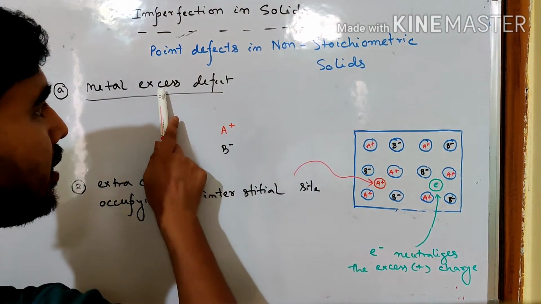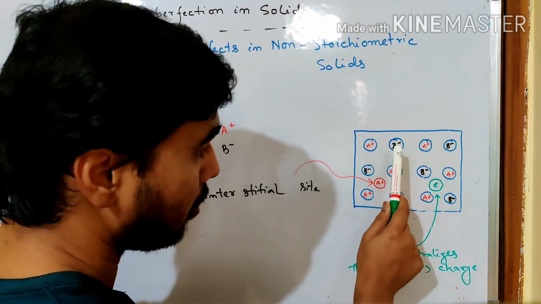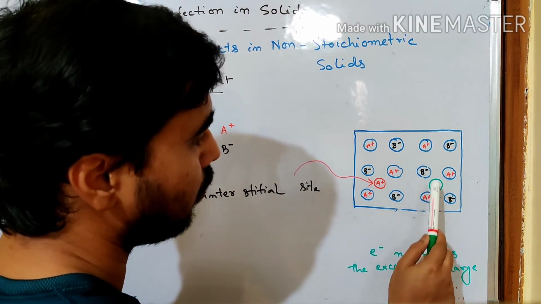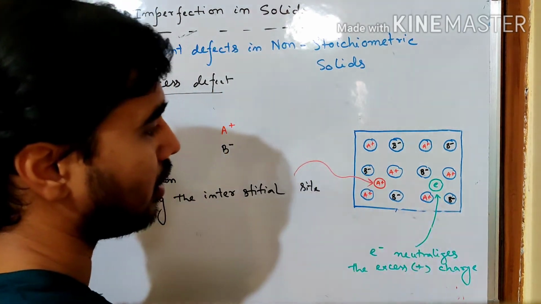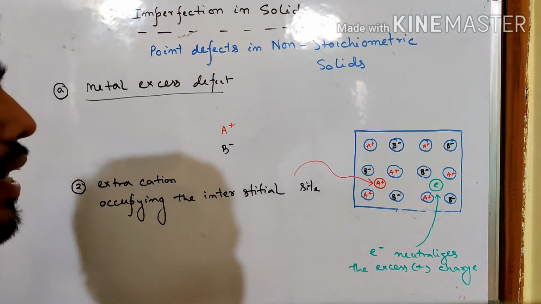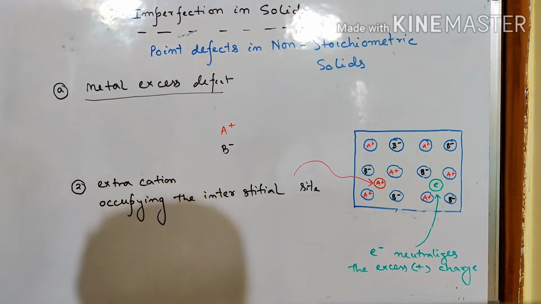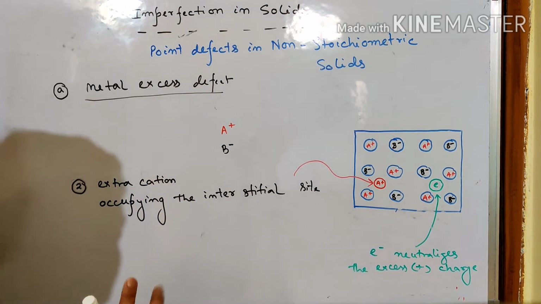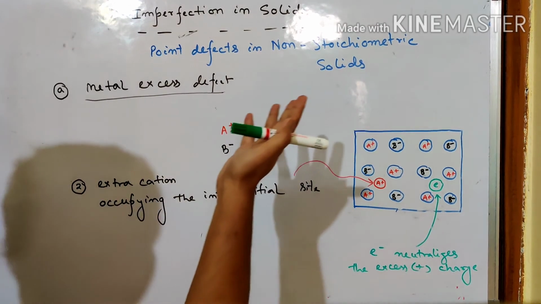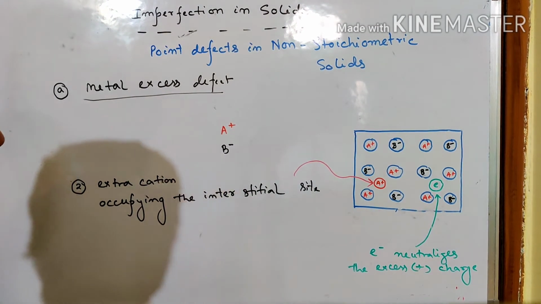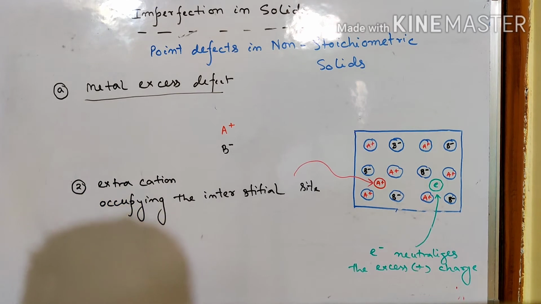But why is it called metal excess defect? Because you see the number of cations, 1, 2, 3, 4, 5, 6, but here it is 1, 2, 3, 4, 5 only. So the number of cations will be more compared to the number of anions. That is why it is called the metal excess defect. So we have seen two types of metal excess defect. One was by anion vacancy and another is extra cation occupying the interstitial site.